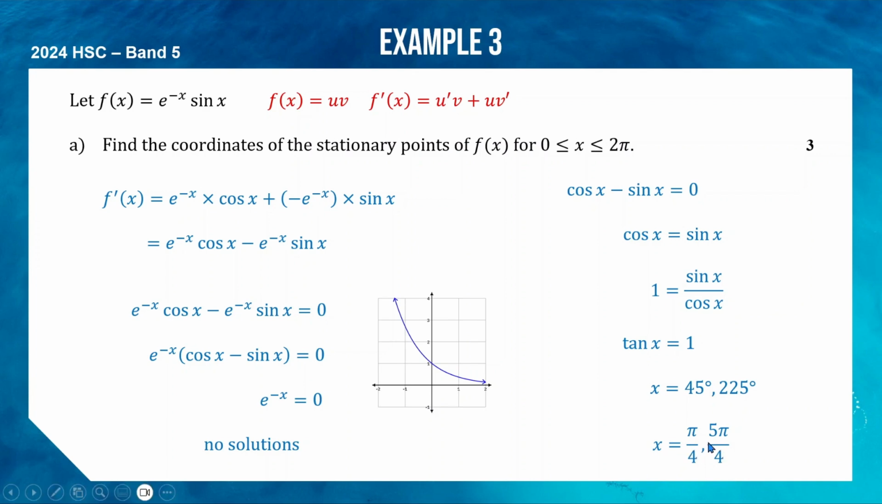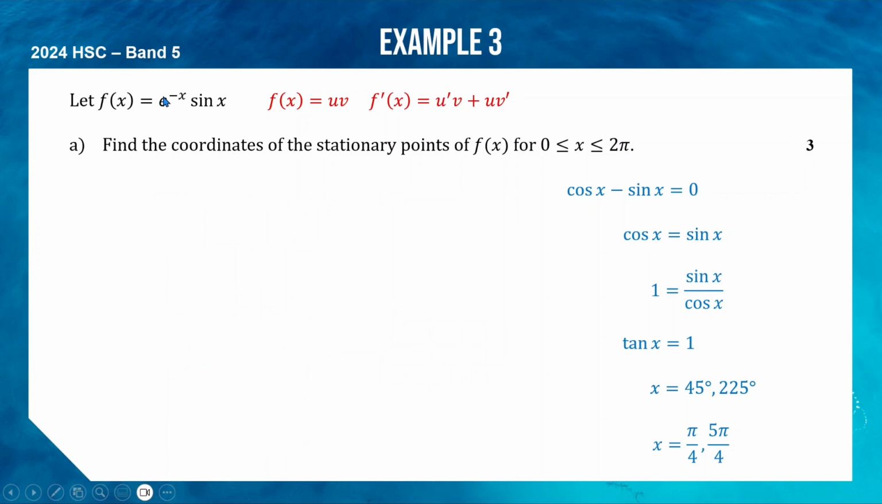Now we just need to find our y values by subbing these two x values back into the original function and getting y values. So let's make a bit of space, and let's see what f of pi on 4 is. It's going to be e to the negative pi on 4 times sine pi on 4. And now sine pi on 4 is sine 45, which is exactly equal to 1 over root 2. So this is equal to e to the negative pi on 4 divided by root 2.